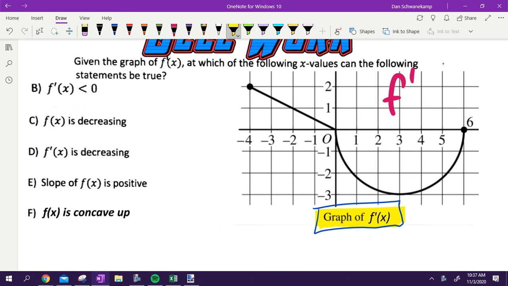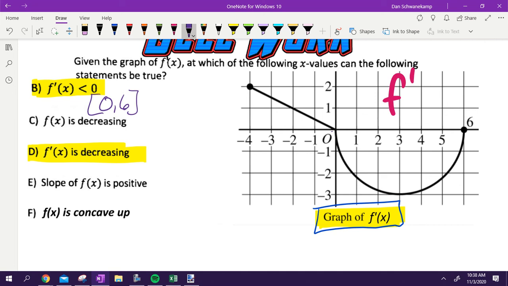Okay. And so a couple of these questions are really easy. Like letter B just asked me, when is f prime of x less than 0? And letter D is, when is f prime of x decreasing? They told me f prime and they asked me a question about f prime. That's easy. So when is f prime less than 0? From 0 to 6. That's easy, because it's very simple. It is just, when is it below the x-axis? So from 0 to 6, I'm below the x-axis.